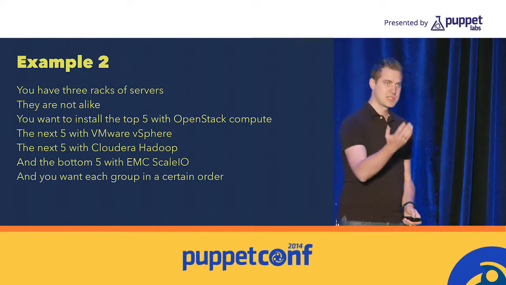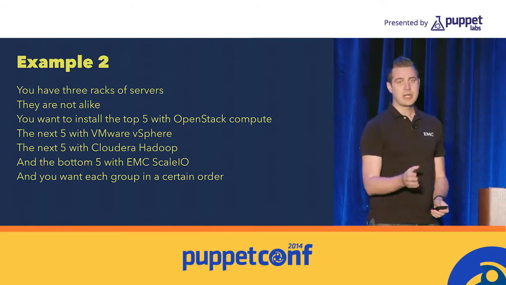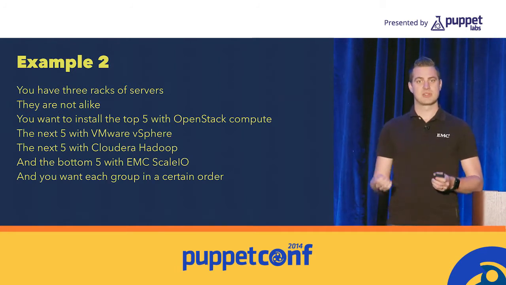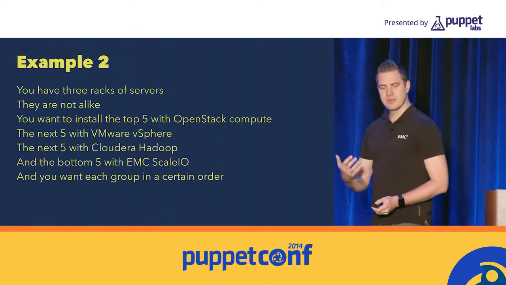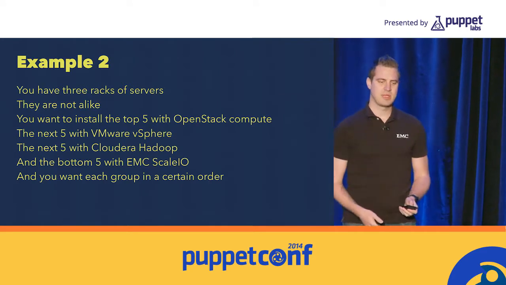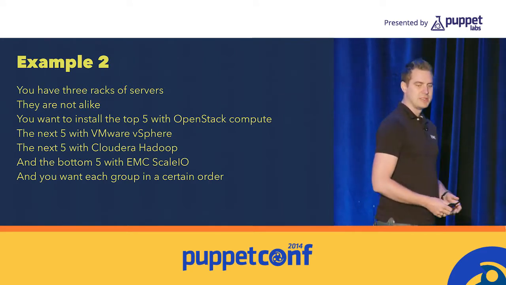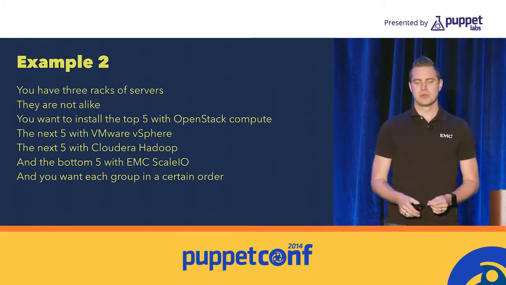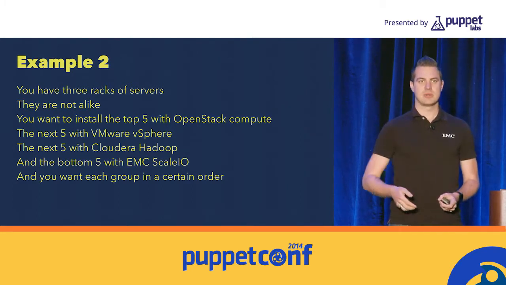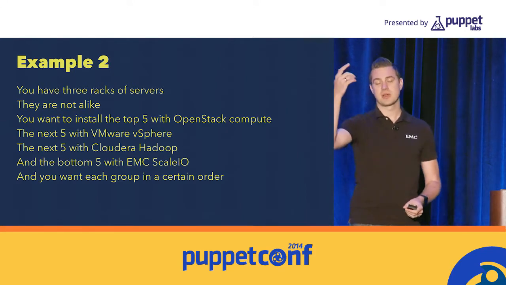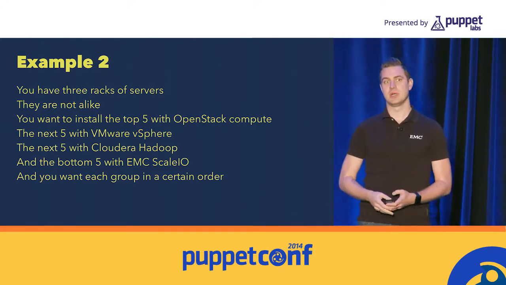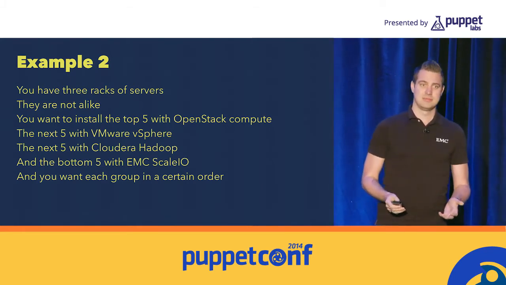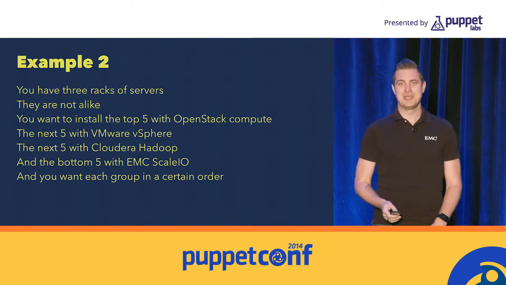Another example, still 3 racks of servers. They are not alike, meaning you will have different pools of tagged servers. But you want to install the top 5 with OpenStack Compute, the next 5 with VMware vSphere, the next 5 with Cloudera Hadoop, the bottom 5 with, let's say, EMC ScaleIO. And you want each group to be in a certain order as well, so you want the top one to be called OpenStack Compute 1, 2, 3, 4, and so on. That's not possible right now. Well, it is now since about 2 weeks ago, but we'll get to that.